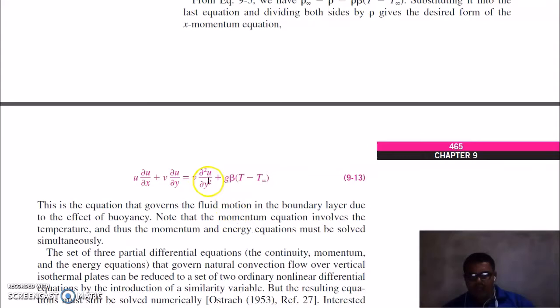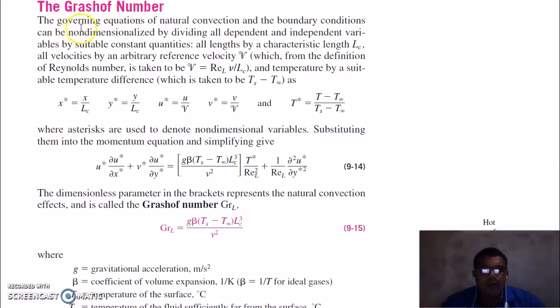Note that the momentum equation involves temperature, and thus the momentum and energy equations must be solved simultaneously. The Grashof number: the governing equations of natural convection and boundary conditions can be non-dimensionalized by dividing all dependent and independent variables by suitable constant quantities: all lengths by a characteristic length Lc, all velocities by an arbitrary reference velocity V, which from the definition of Reynolds number is taken to be V = Re_L ν / Lc, and the temperature by a suitable temperature difference, which is taken to be Ts − T∞.